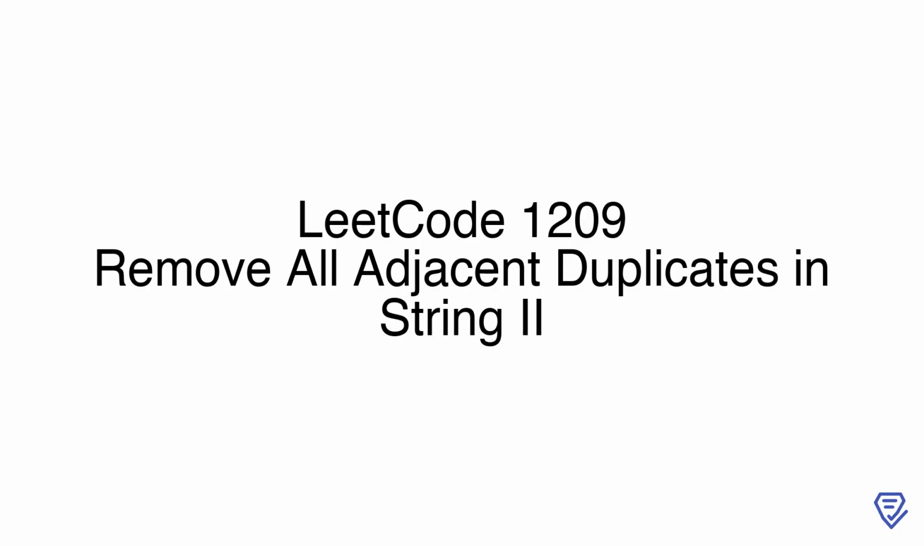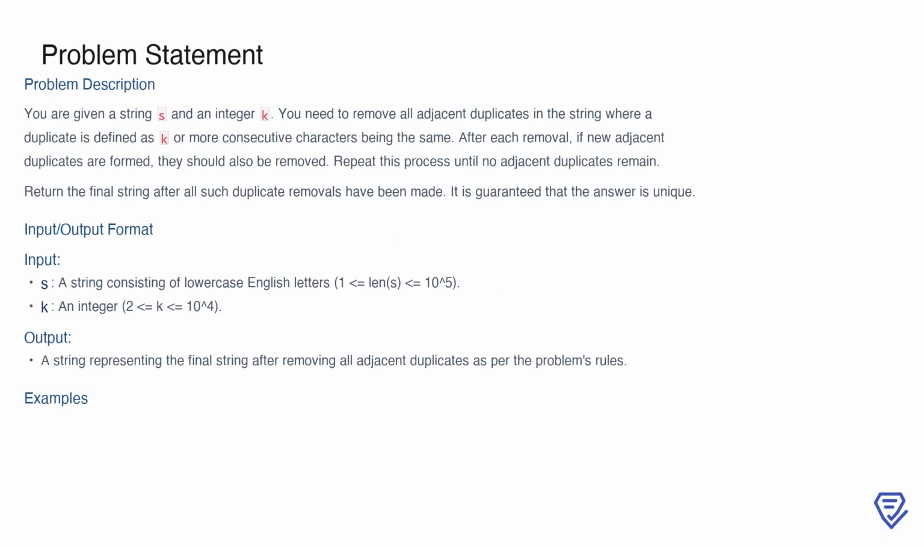Let's dive in. In this problem, you are given a string s and an integer k. The goal is to remove all adjacent duplicates from the string, where an adjacent duplicate is defined as k or more consecutive characters that are the same. When you remove such duplicates, new ones might form, and these also need to be removed. This process is repeated until no further duplicates remain.